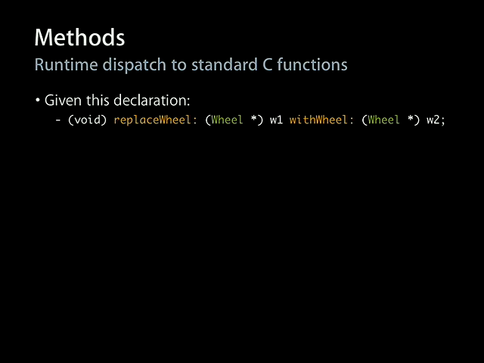that was then compiled by a standard compiler. In particular, when you have a declaration like this, replace wheel with wheel, the method is called this, replaceWheel: withWheel:. There are no named arguments. There are no keyword arguments. There's no type-based dispatch. Objective-C uses a very simple and, I believe, very elegant model. And this results in a much simpler runtime.